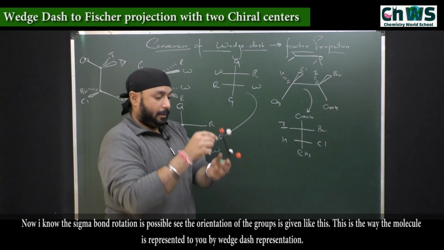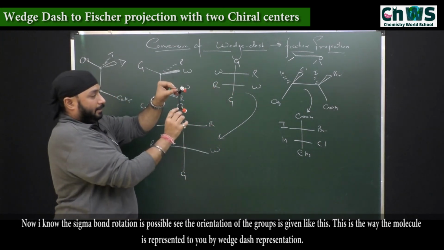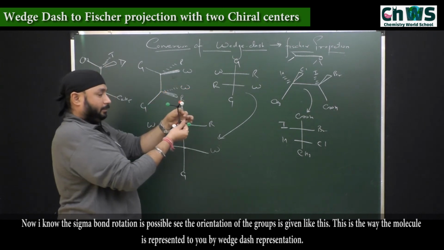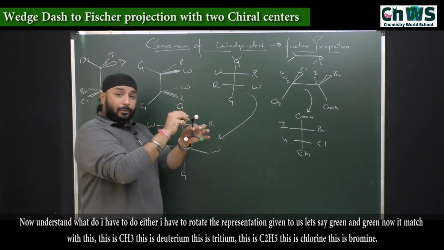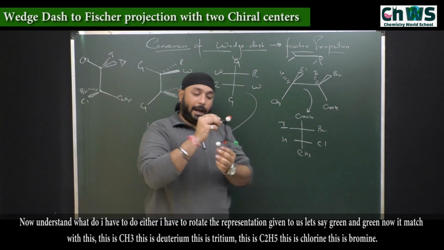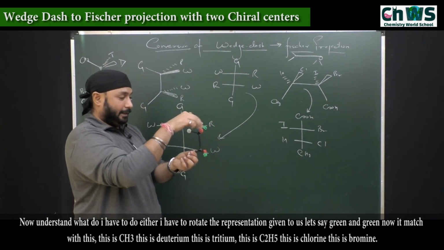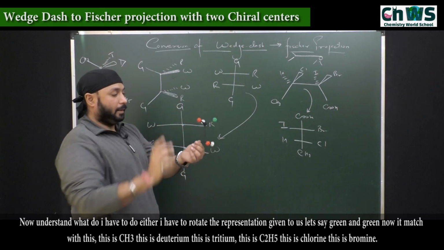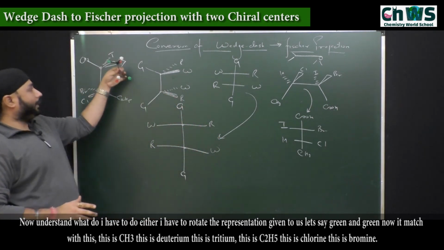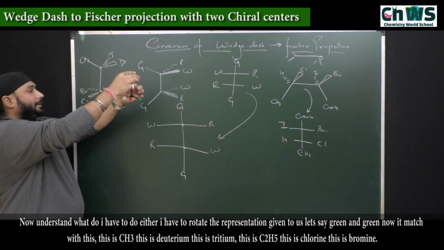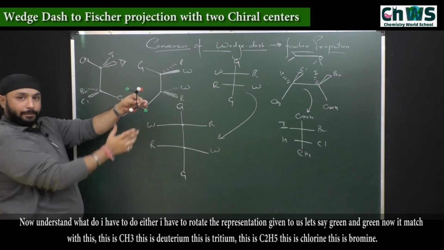See, the orientation of the groups is given like this. This is the way a molecule is represented to you by wedge-dash representation. Now understand what I have to do. This is the representation given to us, right? Let's say green and green this way. Now just match with this. This is CH3, this is deuterium, this is tritium, this is C2H5, this is chlorine, this is bromine, right?